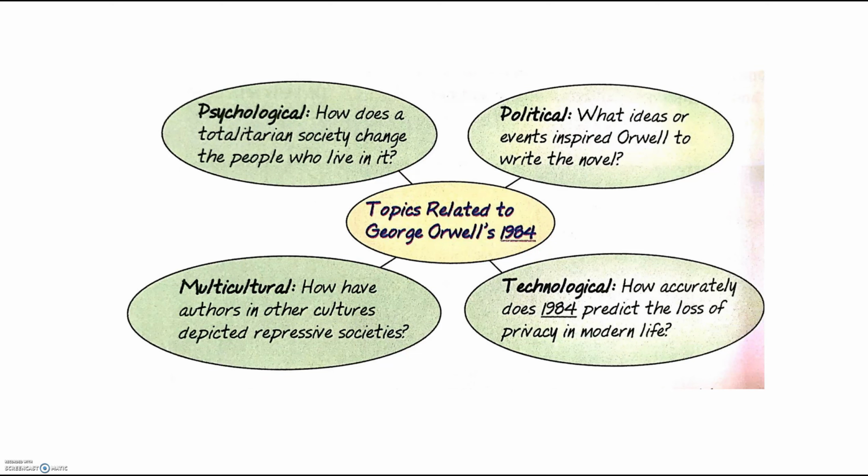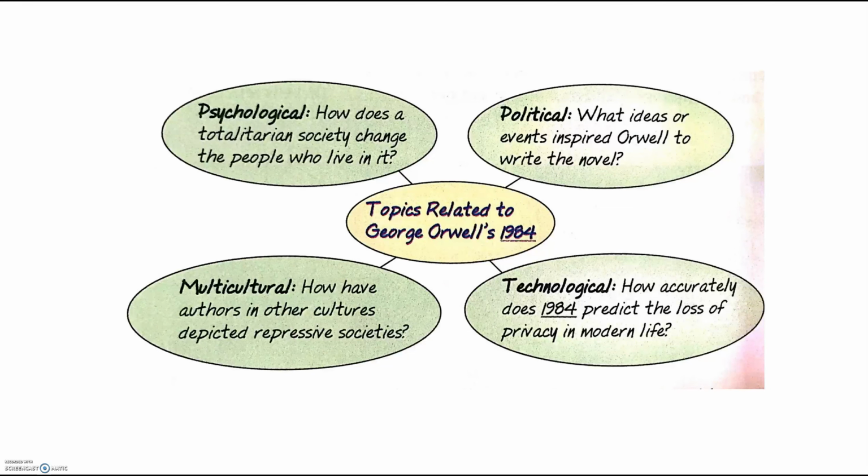Multicultural, the example your book gives is how have authors in other cultures depicted repressive societies? So you're not just looking at what's happening in this particular context, you're looking at what's happening with this situation in multiple societies. Somebody mentioned doing police violence or police brutality. If you want to look at it through a multicultural lens, you could look at police brutality in America versus the UK or versus the UAE or whatever country.